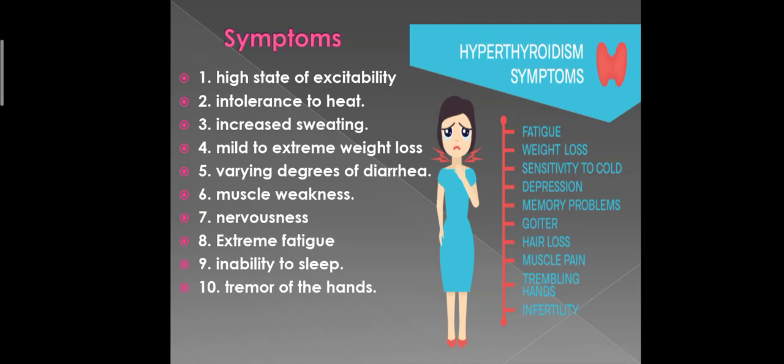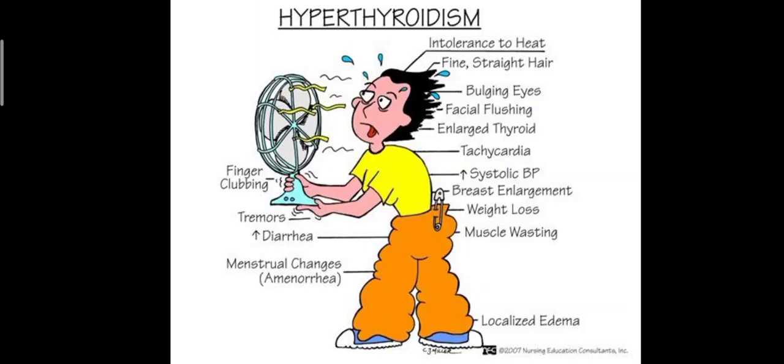The symptoms of hyperthyroidism are obvious from the preceding discussions of the physiology of thyroid hormones, and they include a high state of excitability, intolerance to heat, increased sweating, mild to extreme weight loss, varying degrees of diarrhea, muscle weakness, nervousness, extreme fatigue, inability to sleep, and tremors of the hand. Most of these effects are related with the increased metabolic rate, which is because of the increased thyroid levels. As we know, the thyroid hormones increase the basal metabolic rate of a person, so the BMR is greatly increased in hyperthyroid patients. If you revise the physiological functions of the thyroid hormone on different systems of the body, you can easily understand the symptoms of hyperthyroidism.